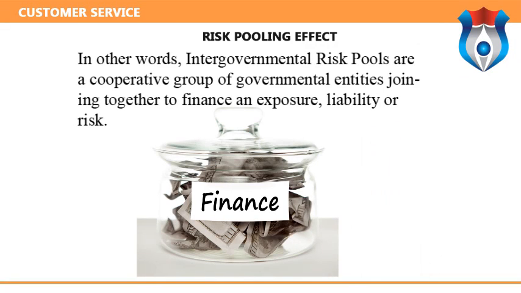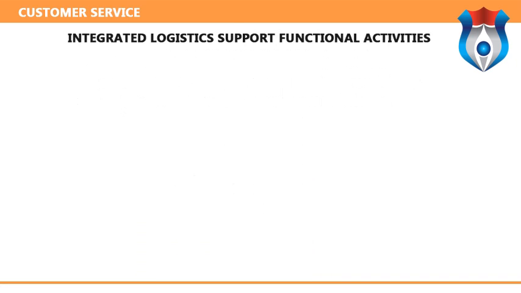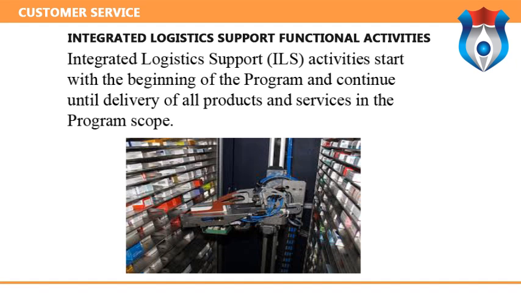In other words, intergovernmental risk pools are a cooperative group of governmental entities joining together to finance an exposure, liability, or risk. Intergovernmental risk pools may include but are not limited to authorities, joint power authorities, associations, agencies, trusts, and other risk pools. Let's now talk about integrated logistics support functional activities. Integrated Logistics Support (ILS) activities start with the beginning of the program and continue until delivery of all products and services in the program scope.